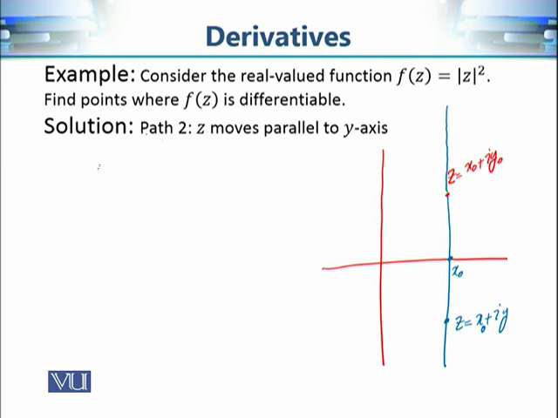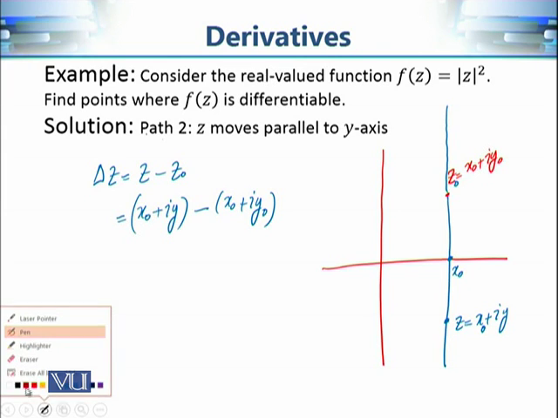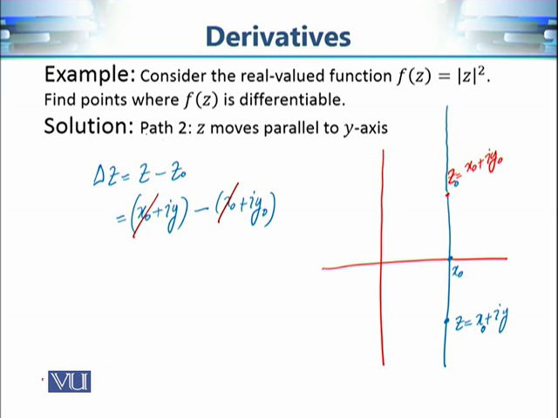And in this case, if we calculate delta z, which is z minus z0, this is going to be equal to x0 plus iota y minus x0 plus iota y0. So x0 will cancel out with x0, and what we are left with is basically iota times y minus y0. So delta z in this case is going to be a pure imaginary number with no real part.